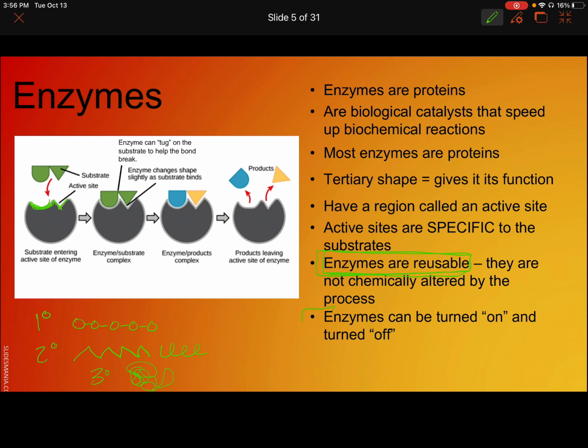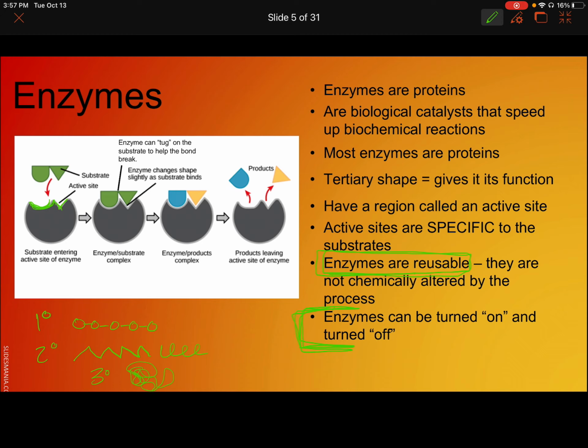Enzymes can be turned on and they can be turned off. And we'll talk about that in a second, about ways that the cell uses to turn on enzymes and turn them off depending on what the needs of that particular cell are.